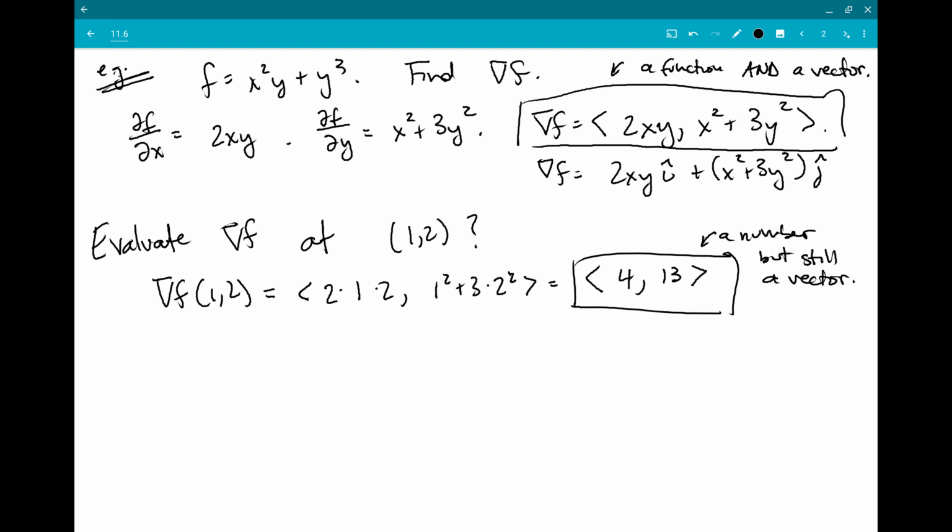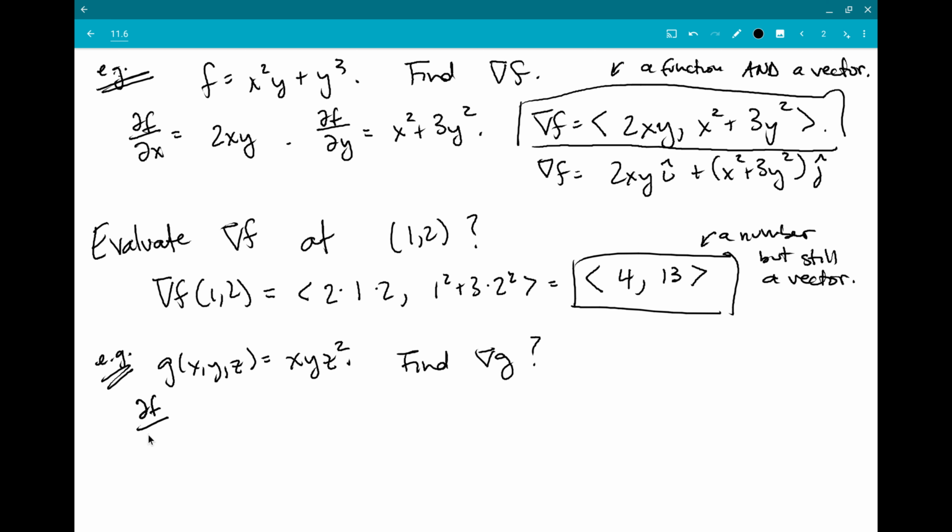Let's see. I'm just flipping through your textbook for the problems in the book to find one that uses a function of 3 variables. So here we go. They gave us g of x, y, z equal to x, y, z squared. And we're going to find grad g.